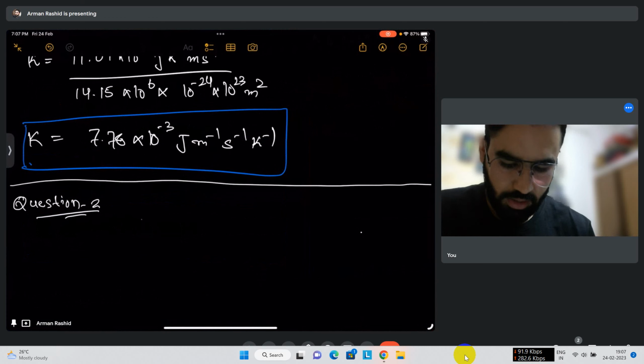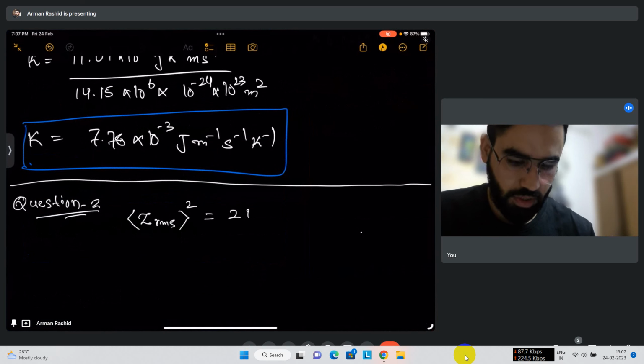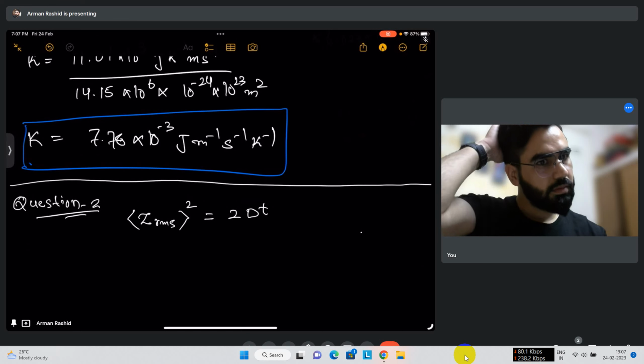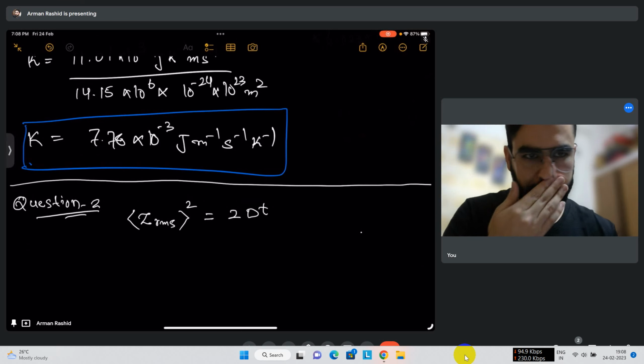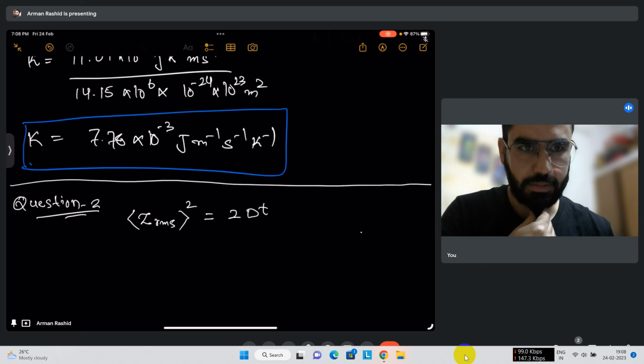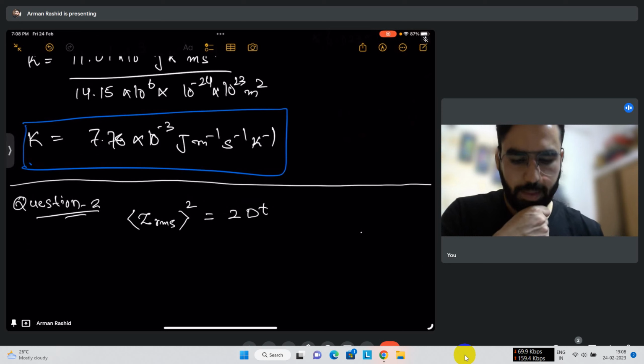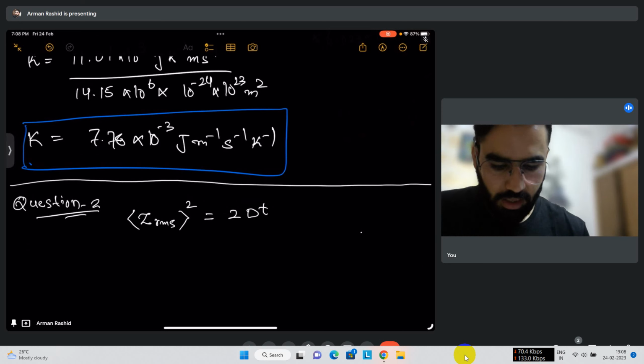So we'll use the equation that Z rms, that means root mean square distance, is given by the square root of 2Dt. This is for 1 dimension. But if we have motion in 3 dimensions, we write r rms whole square equals 2 n Dt, for 3-dimensional motion.